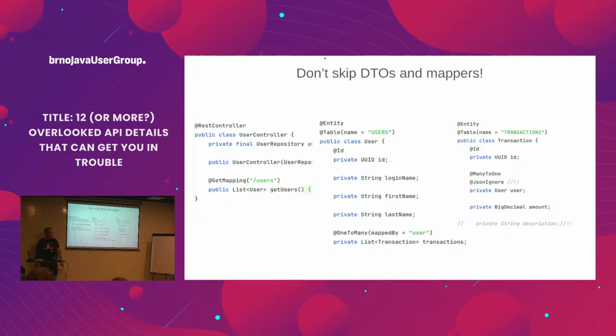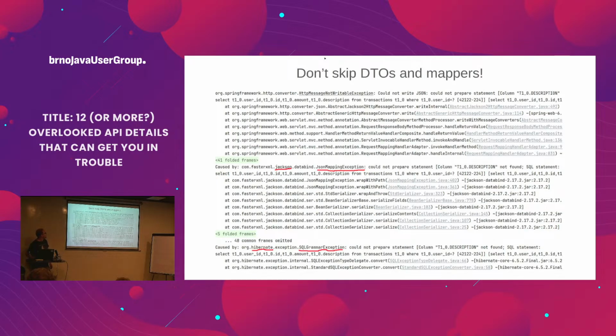And I once had the opportunity to work with something like this, and then I saw this. So that's a really nice stack trace that contains both JSON and Hibernate SQL error in it. How is this possible? I didn't understand.